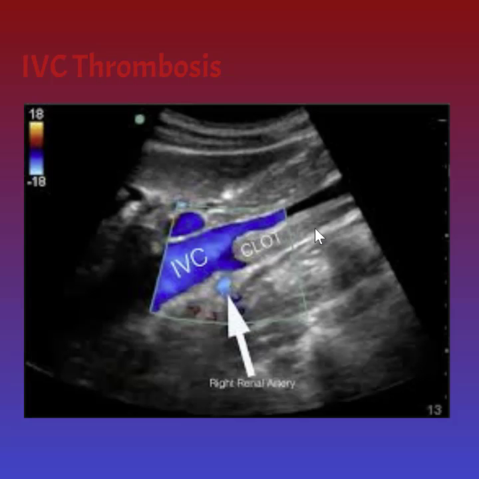Here's an example of that filling defect. So we can, again, very clearly see this clot. So remember, older clots are a little bit brighter, but if this was a new clot, we might not be able to see this. So when we put that color on, then we can see the flow in the IVC surrounding the clot.